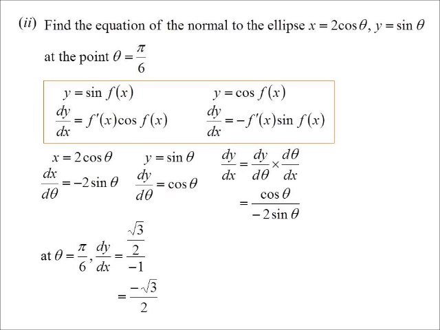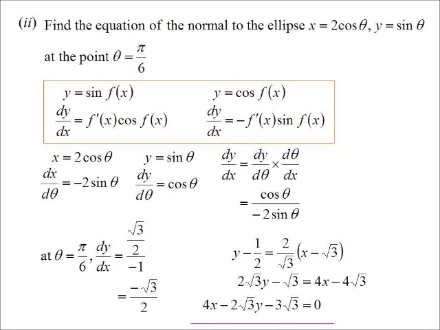Okay. At the point where theta is pi on 6, that slope becomes minus root 3 on 2. Point slope formula. Hang on, where's my x value and y value? Well, all I know is it's the point where theta is pi on 6. So again, I go back to the parameters. Well, the x value then is 2 times the cosine of pi on 6. And the y value is the sine of pi on 6. Play around with that. Make it look like a general formula. 4x minus 2 root 3y minus 3 root 3 is 0.